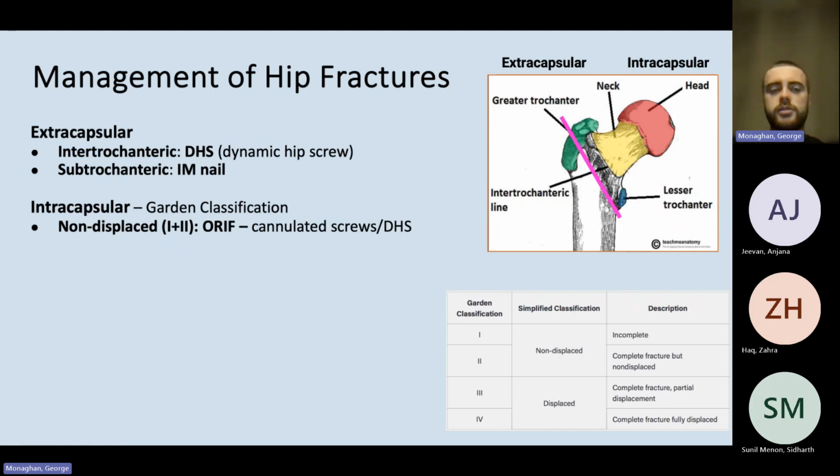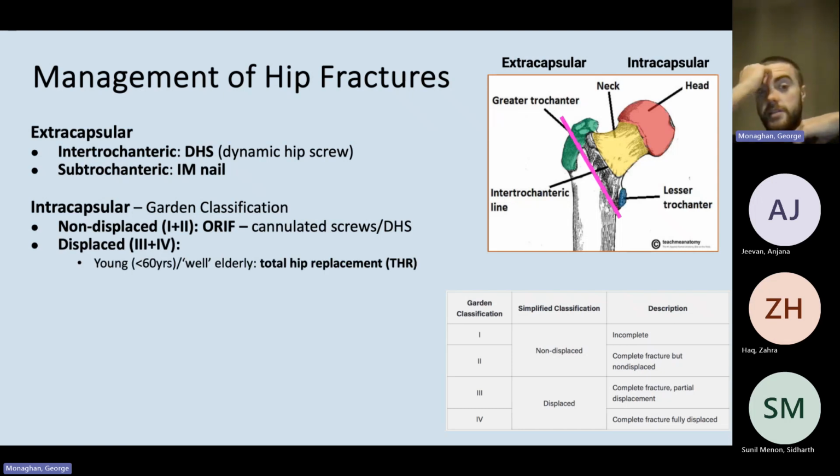So we've got non-displaced 1 and 2 of the Garden classification, and then 3 and 4 are displaced, and we deal with them differently. So Garden 1 and 2 are both non-displaced, but Garden 1 is if there's an incomplete fracture, and Garden 2 if the fracture is complete. You'll see it on the side, and I'll explain it more then. But for Garden 1 and 2, we go for an open reduction internal fixation, and that's with screws or a DHS again. And then when we get to displaced, which is 3 and 4, I'll explain on the next slide what it means.